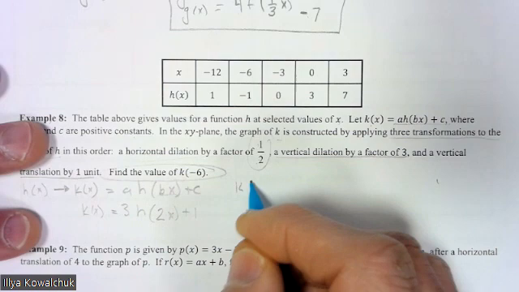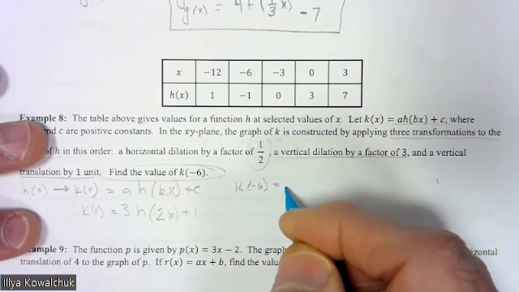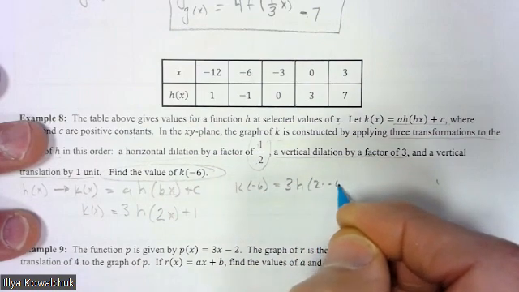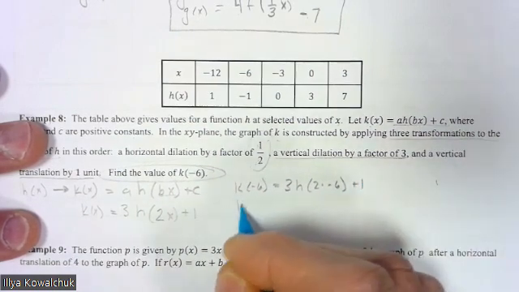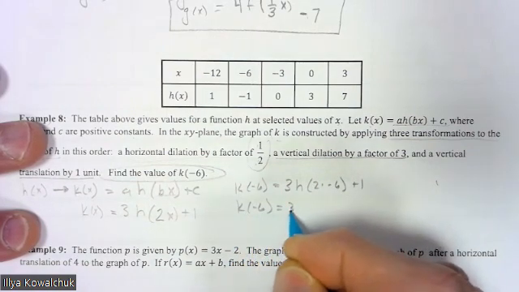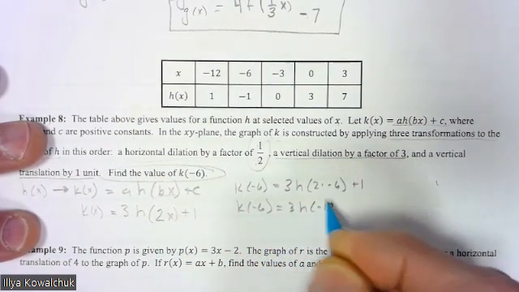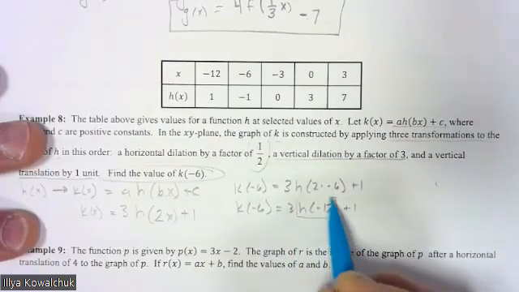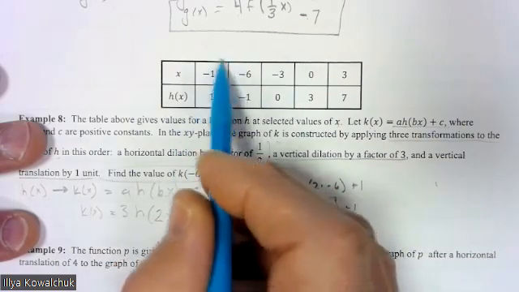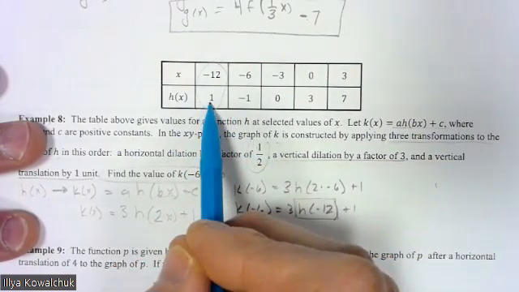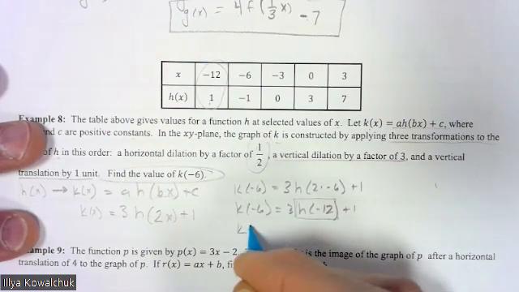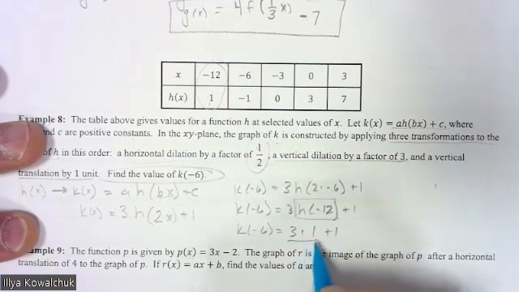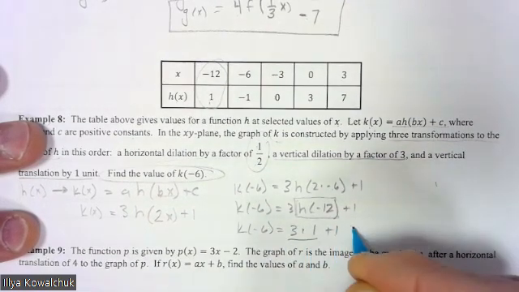Now let's do that. K of -6 is equal to 3h of 2 times -6, plus 1. K of -6 is equal to 3h of -12, since 2 times -6 is -12, plus 1. Now again, what's h of -12? Go up into my table, right there, -12. H of -12 is 1. K of -6 is equal to 3 times 1 plus 1. Multiplication comes first. 3 times 1 is 3, plus 1 equals 4.